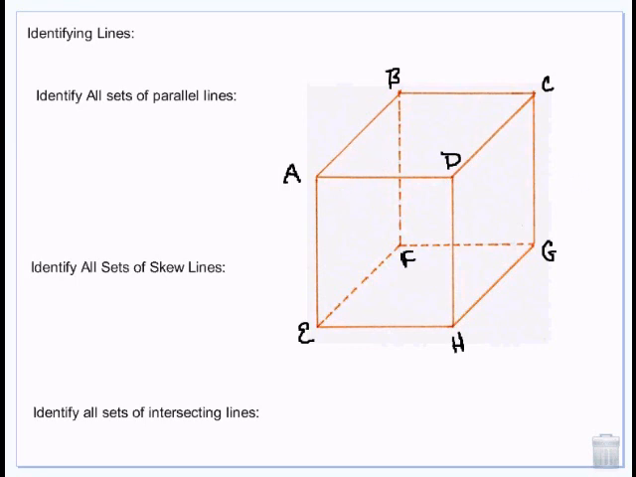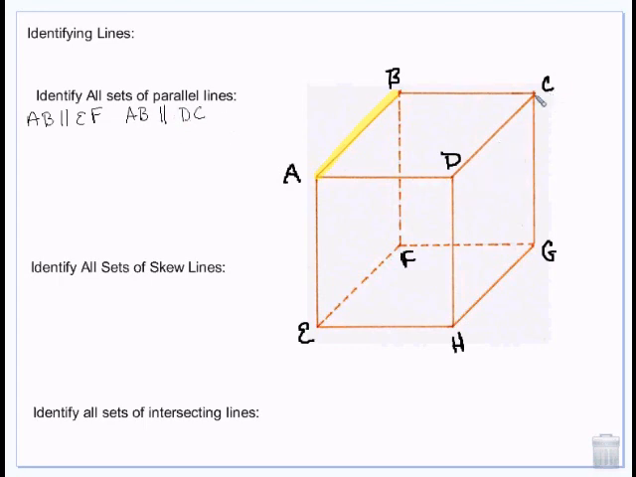So if we look at this line right here, AB. AB is in the plane that is this side of the box, and it is in the plane that is the top of the box. Does everybody see that? So parallel lines are going to be in the same plane. So if we just look at the line, AB is parallel to EF, and AB will also be parallel to DC.